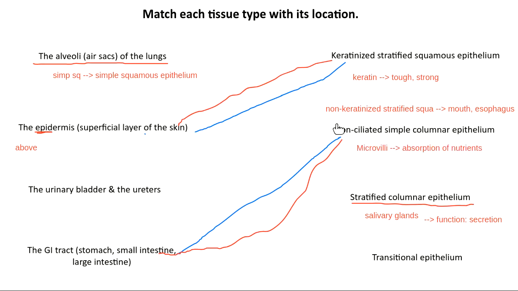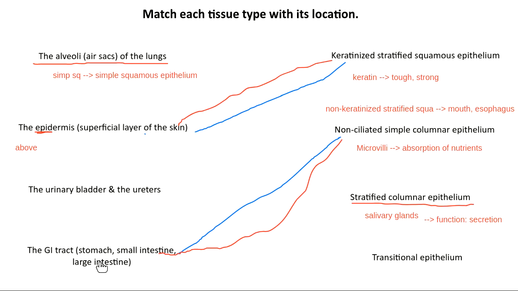So I want to have a type of tissue that's got structures. It's non-ciliated, meaning it's got microvilli. These structures are going to help me absorb nutrients. If I'm absorbing nutrients, obviously I'm in the GI tract. That's where the nutrients are, in the GI tract. So non-ciliated simple columnar epithelium. Function is helping to absorb nutrients. I do that in the GI tract.